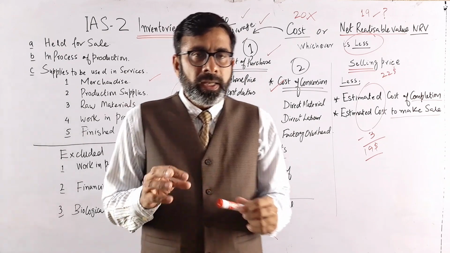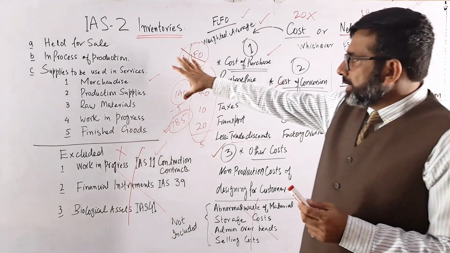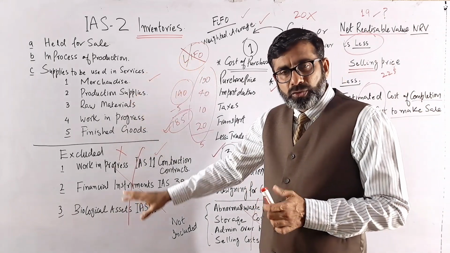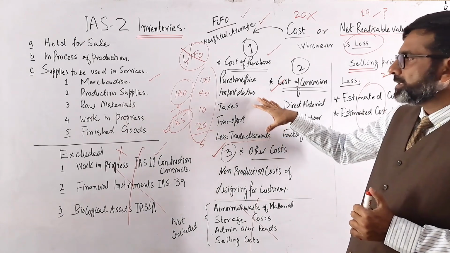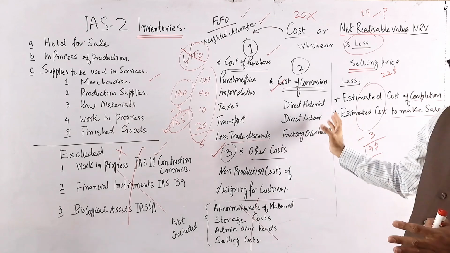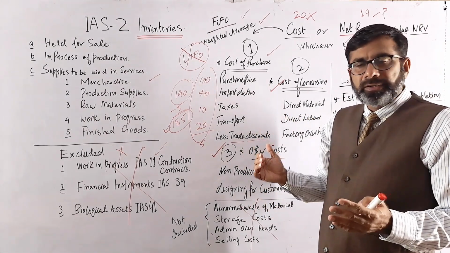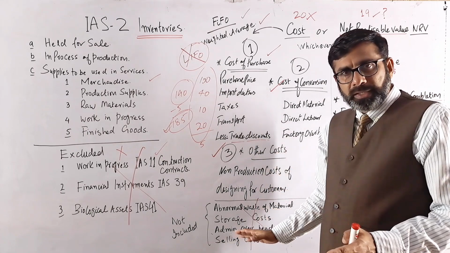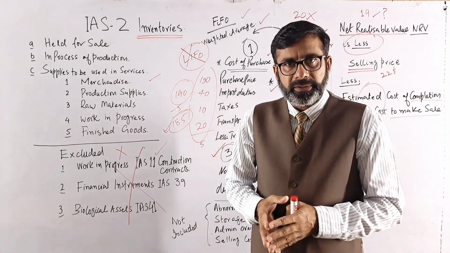So this is the basic concept of the inventories: what is included in the inventories, what is excluded, what is the cost of the stock or the merchandise or the finished goods, what is the net realizable value, and what should and should not be included in the cost of the inventory. So this is the overall concept of the inventory.